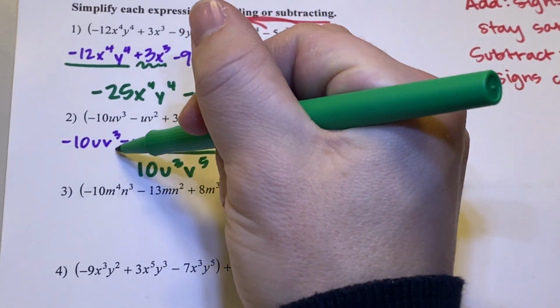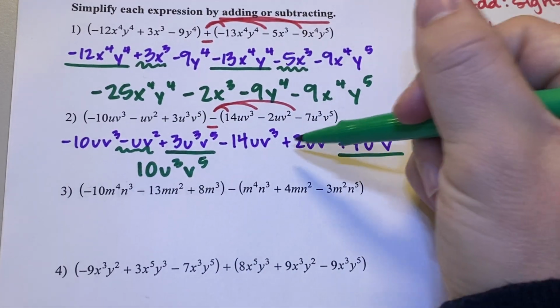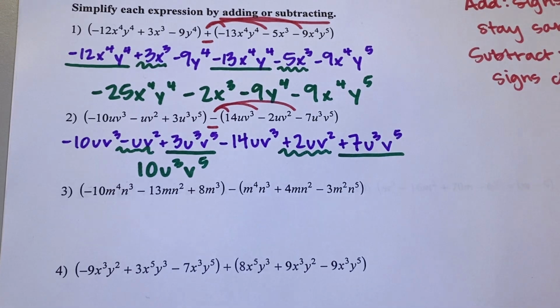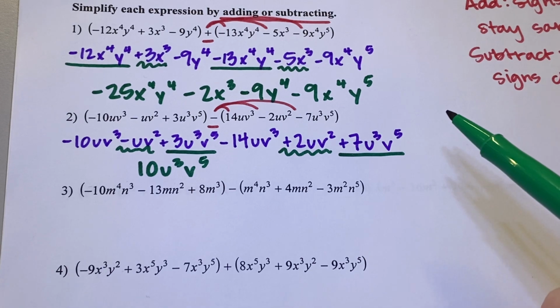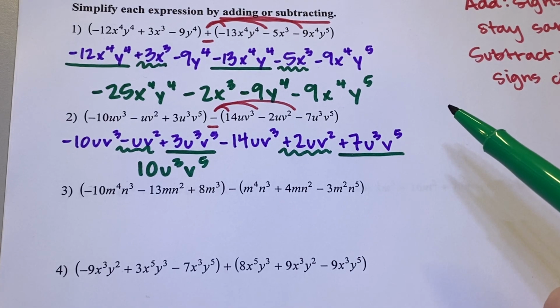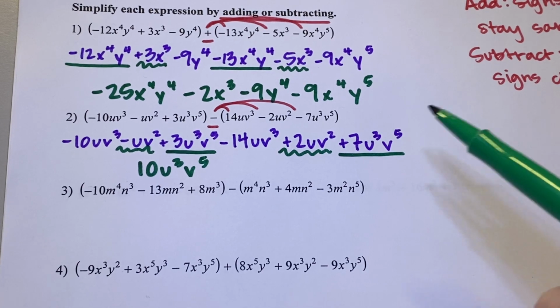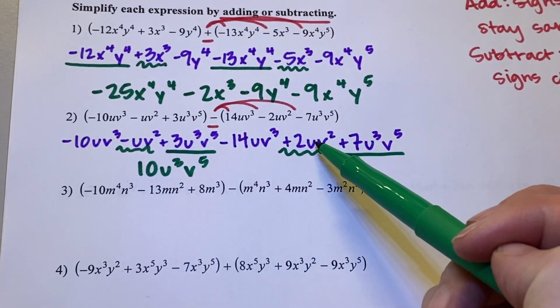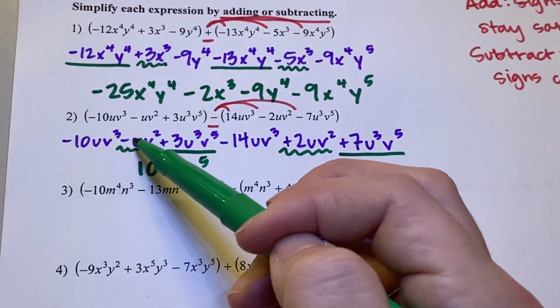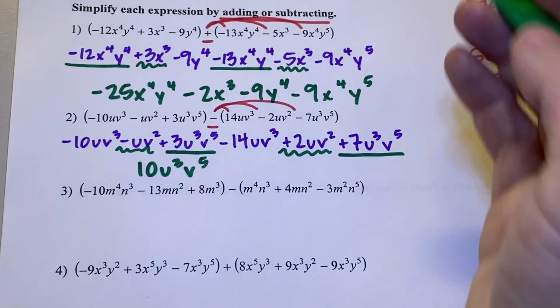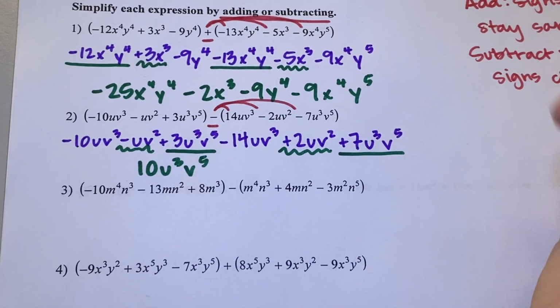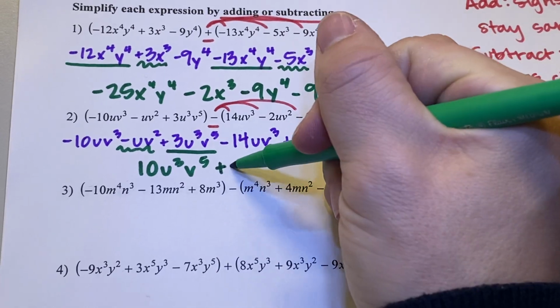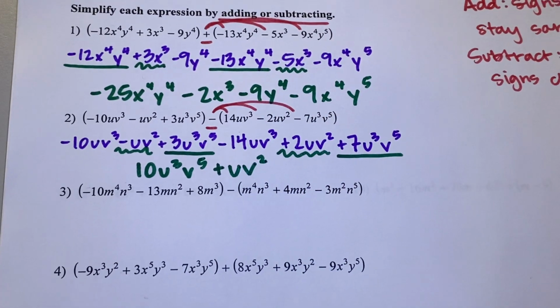Negative uv squared. Uh-huh. And 2 uv squared. Yes. Blend them together. Beautiful explanation. So uv squared I can combine with uv squared. Negative 1 plus 2, Eli told us, is a positive 1, which we don't have to write, so it just becomes plus uv squared.